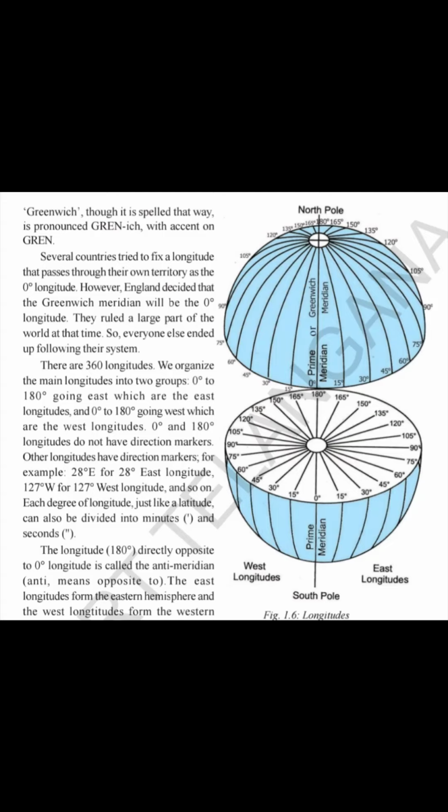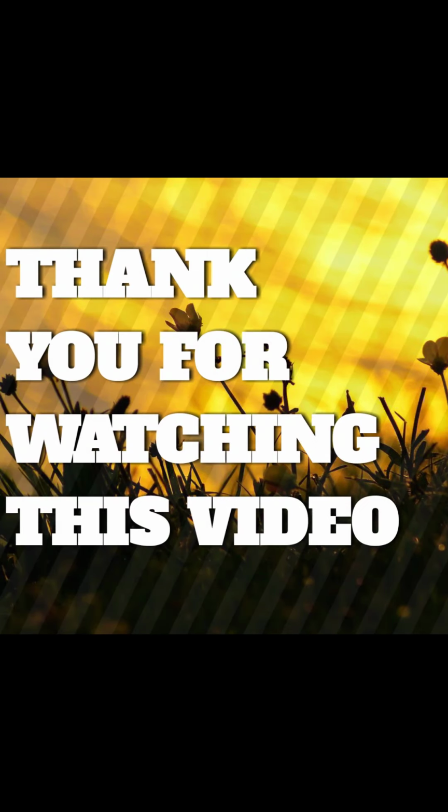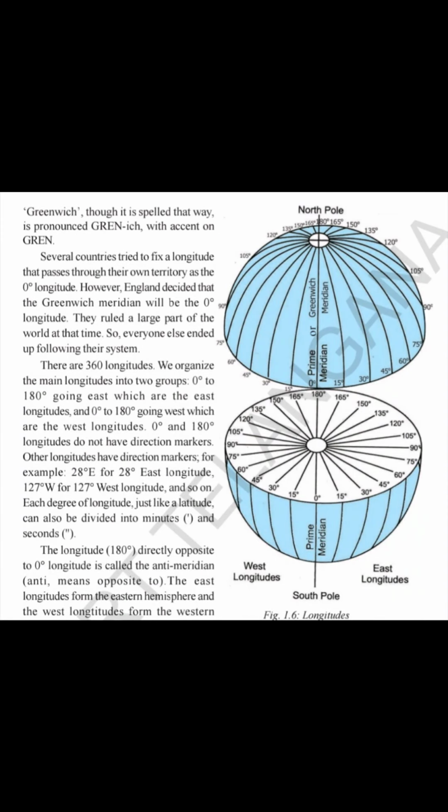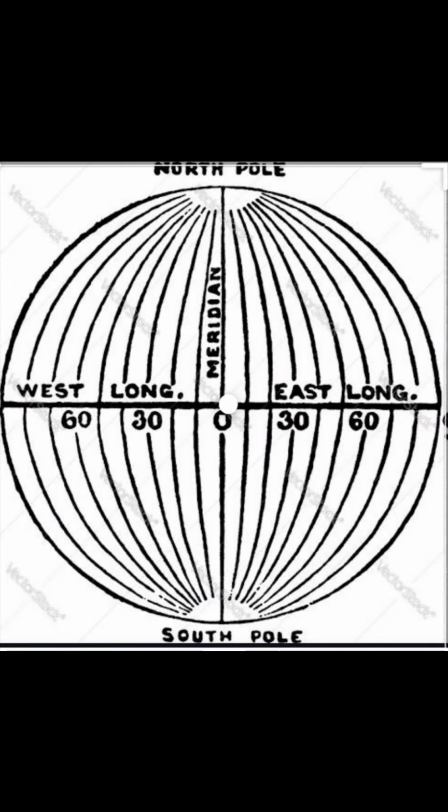Like we have studied, children, latitudes go from 0 degree to 90 degrees north, and again from 0 degree to 90 degrees south. So altogether we have 180 degrees of latitudes. But remember children that latitudes are 180, whereas longitudes are 360.